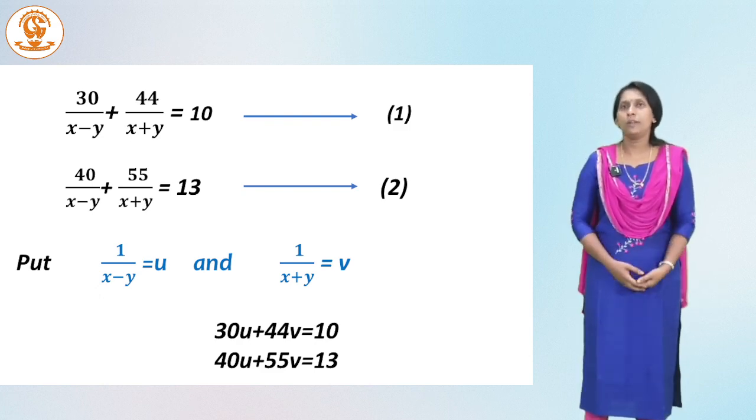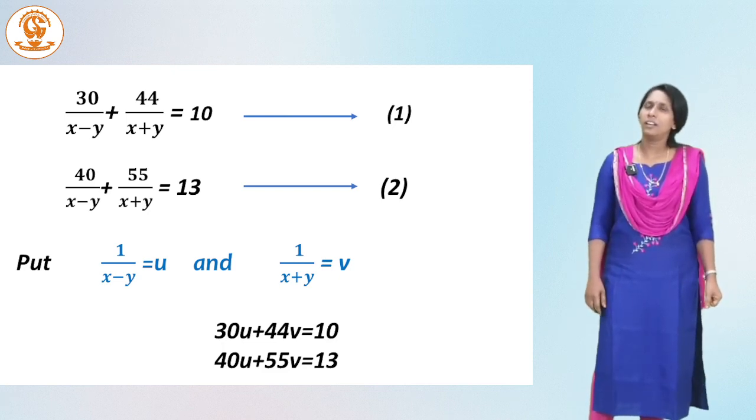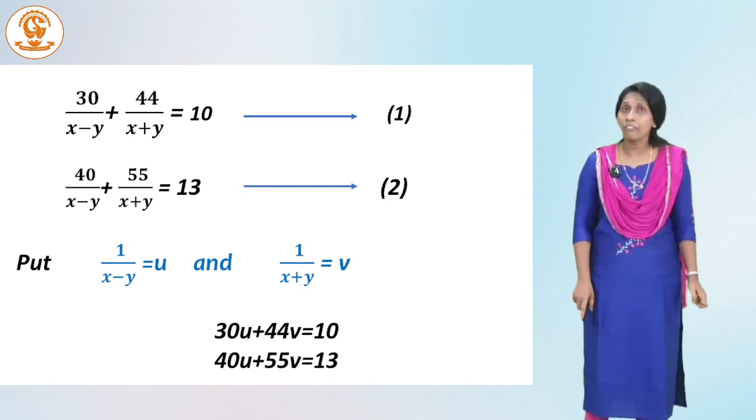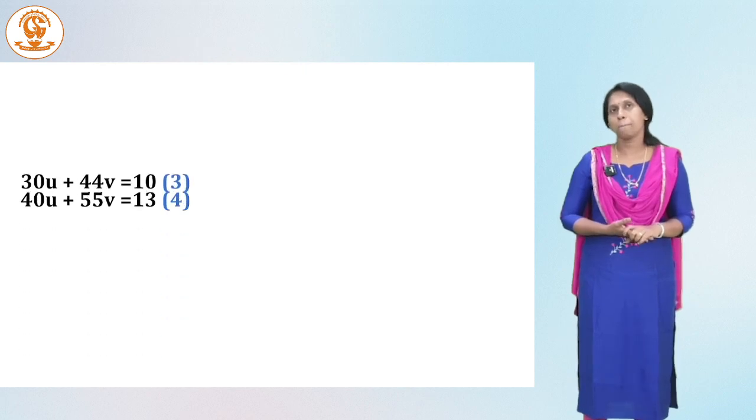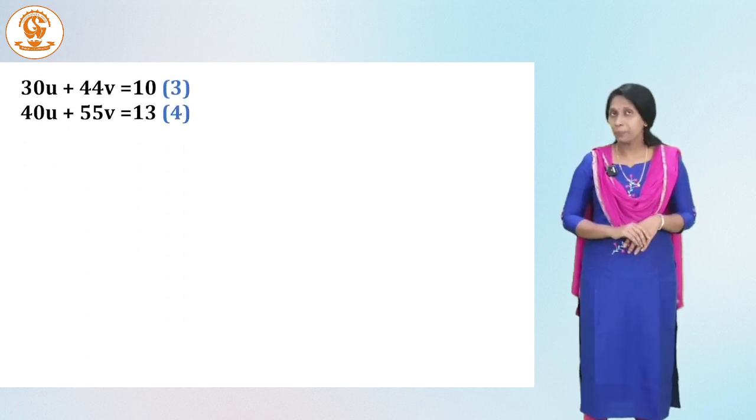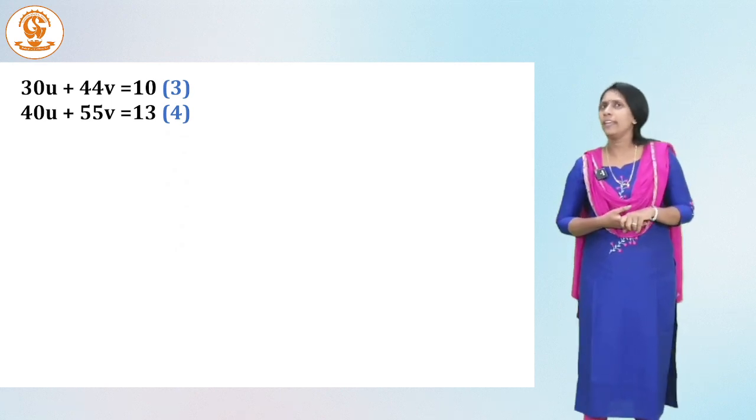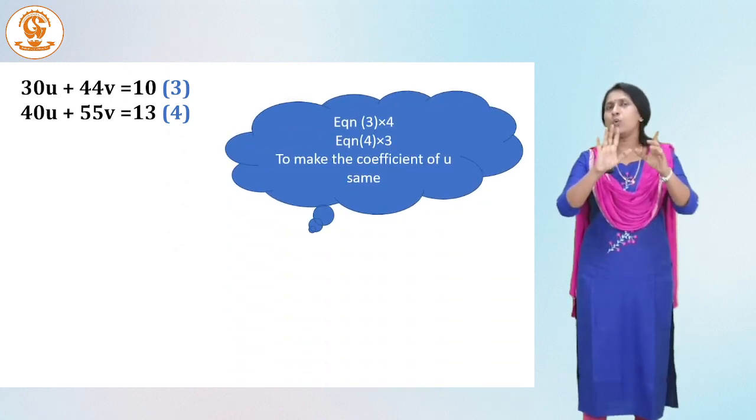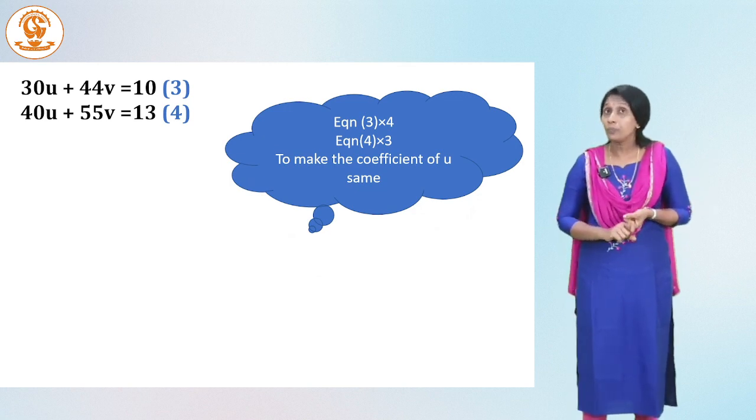Now what we should do? Tell me what you should do. Yes, we should solve these two equations and get the value of u and v. So let's try to solve these two equations. These are the two equations given. I am going to use the elimination method to solve this question. I think it's clear to everyone. So can you eliminate u here? For eliminating u, what you can do?